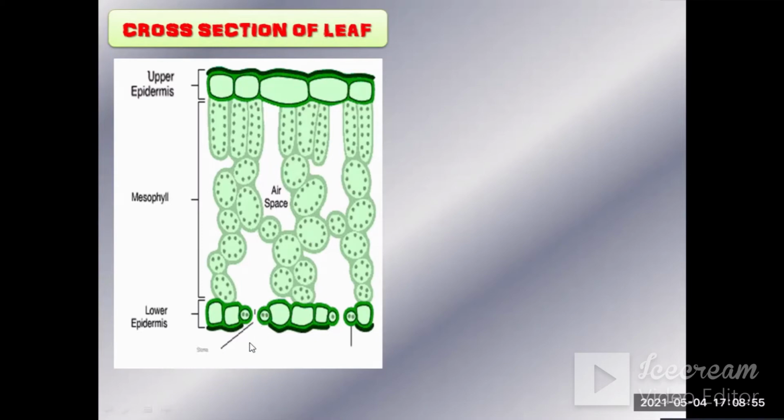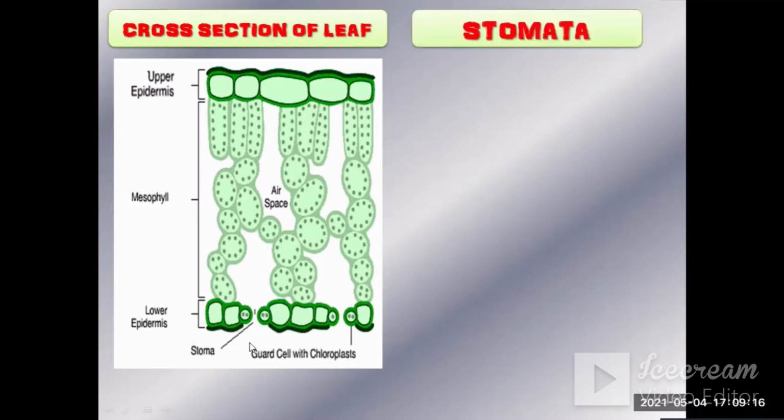So let's see. That tiny pore is called a stoma, and the opening and closing of the stoma happens due to two definite cells, and those are known as guard cells. The guard cells have chloroplasts in them. And the whole apparatus where that tiny pore, the stoma, can be found is known as stomata.